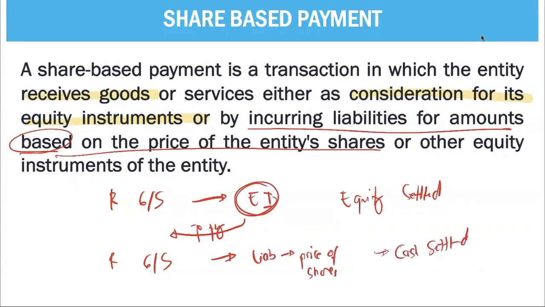So in share-based payment, generally we have two main categories. That is the receiving of goods or services in lieu of your equity instruments. So in exchange for your equity instruments, you receive goods or services. We call that equity settled. So you use your equity instruments to pay for your goods or services. While if you use the price of your shares, or you index the price of shares in exchange for your goods or services, that is known as cash settled. Later, we need to learn how to account for this equity settled or cash settled.